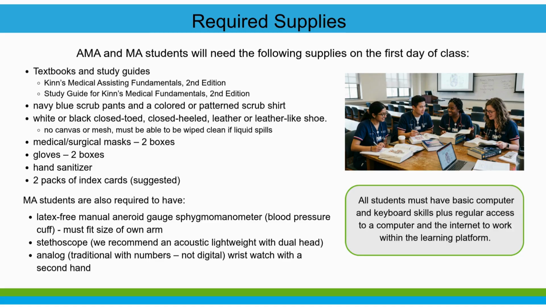MA students are also required to have a latex-free manual aneroid gauge sphygmomanometer, which is a blood pressure cuff, and it must fit the size of your own arm. A stethoscope, we recommend an acoustic, lightweight with dual head, and an analog wristwatch with a second hand, traditional with numbers, not digital. All students must have basic computer and keyboard skills and regular access to a computer and the internet to work within the learning platform.